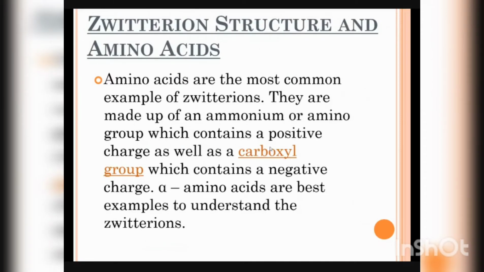The structure of Zwitter ion and amino acids. Amino acids are the most common example of Zwitter ion. They are made up of an ammonium or amino group which contains a positive charge as well as a carboxylic group which contains a negative charge. Alpha amino acids are the best example to understand the Zwitter ion.